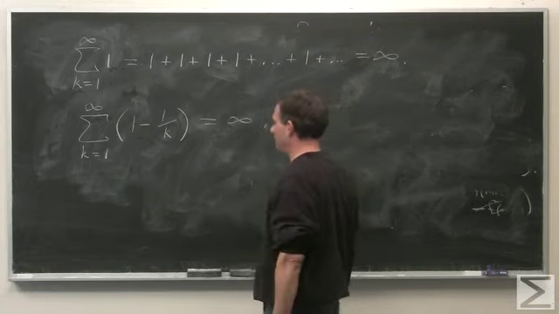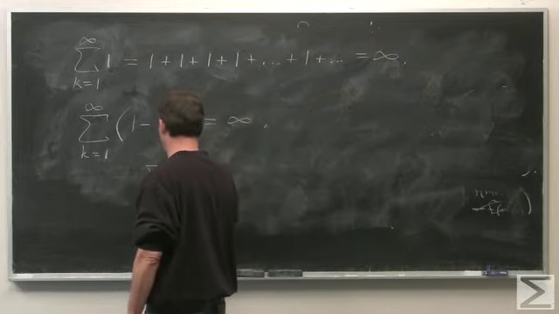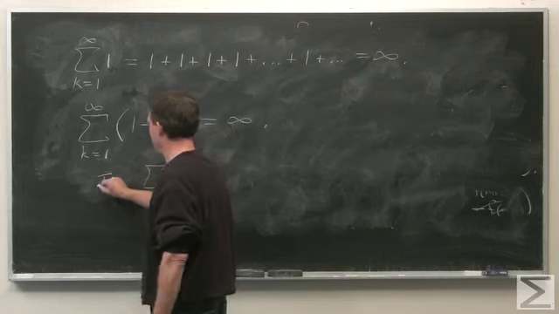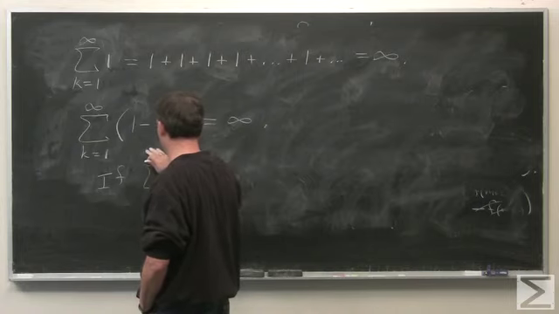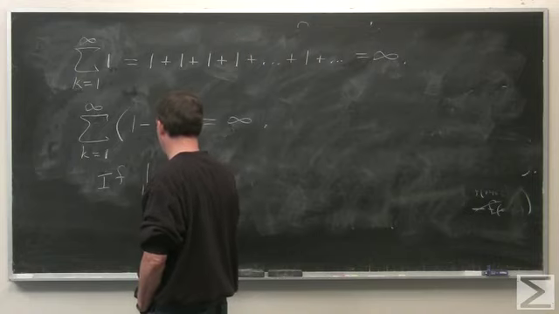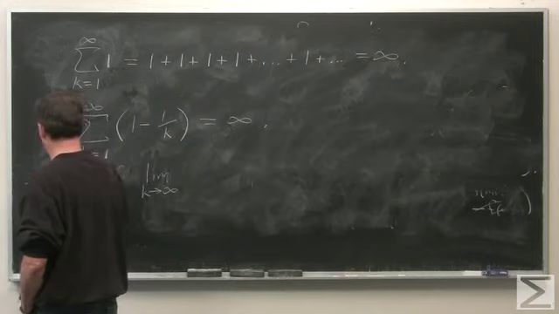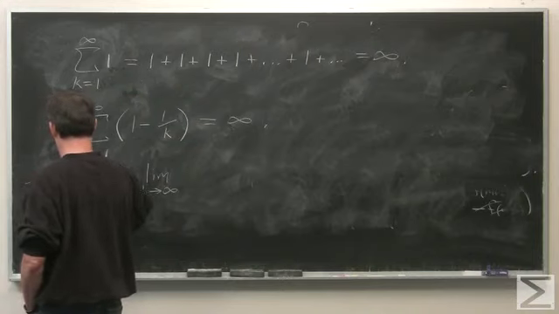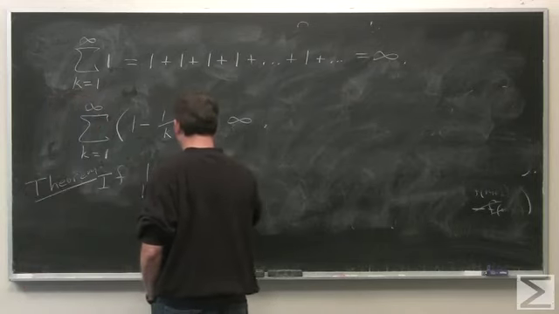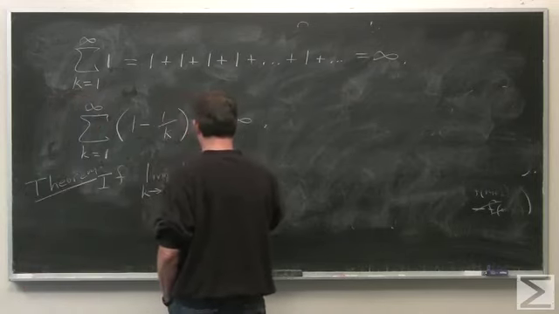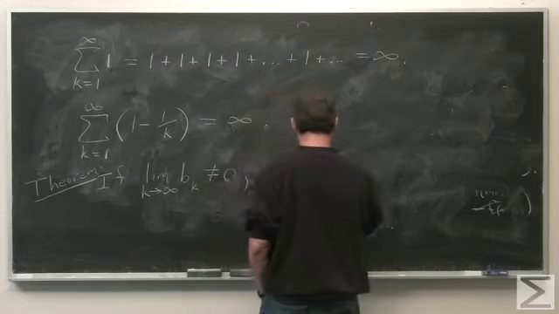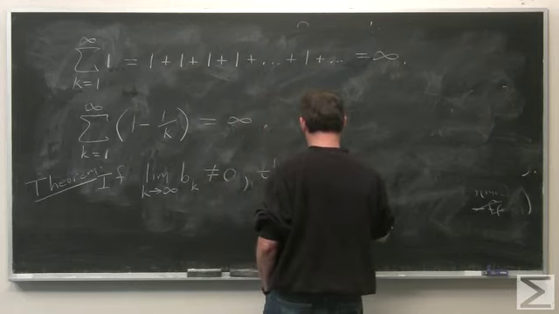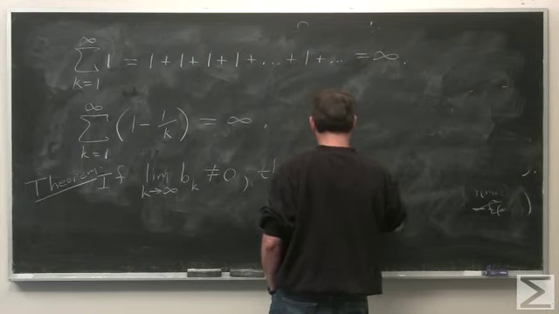And so maybe it's clear, but it probably shouldn't be, that if the terms do not approach 0, so this is a theorem, if the limit as k approaches infinity of bk is unequal to 0, then the series that you get by adding the bk's diverges.